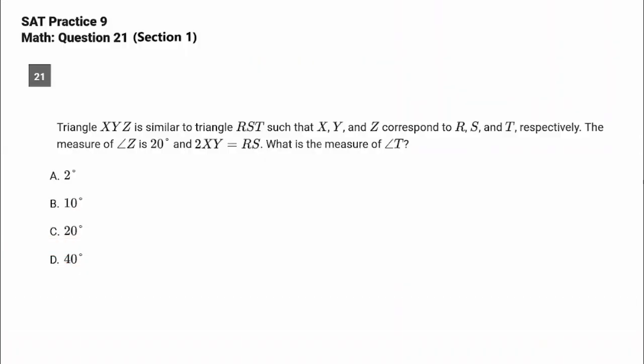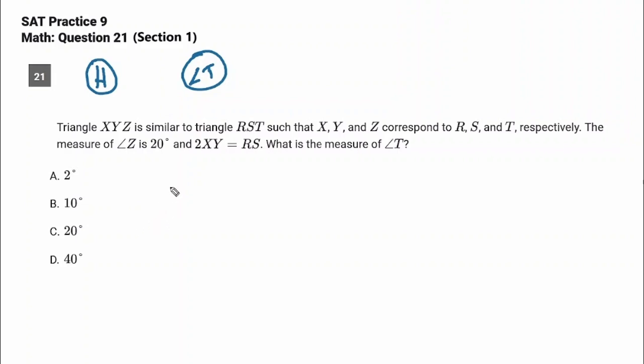We're on SAT Practice Test 9, Math Section 1, Question 21. What's the level of difficulty here? It's hard. Triangle XYZ is similar to triangle RST such that X, Y, and Z correspond to R, S, and T respectively. The measure of angle Z is 20 degrees and 2XY equals RS. What's the measure of angle T? So we are looking for angle T. Write it down and circle it. All right, guys, where are these figures? They're not here.